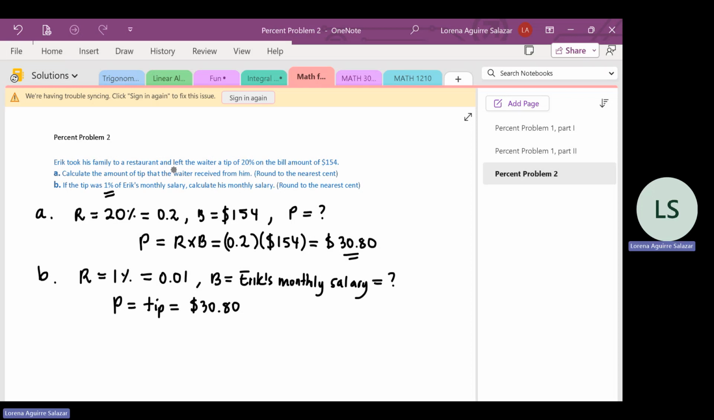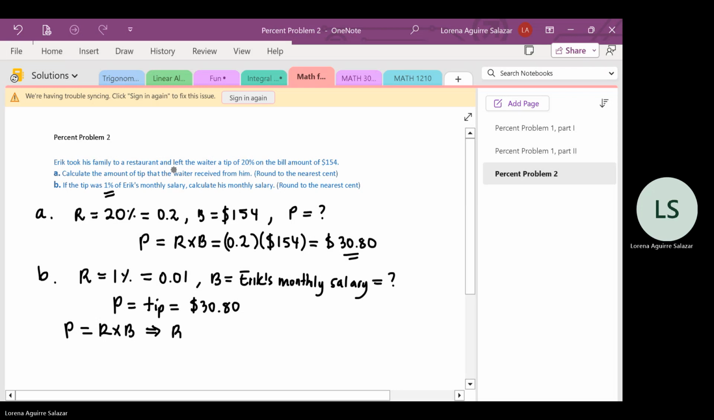In this case, we get to use the formula P equals R times B, but we solve for B. B is P divided by R. Now P is 30.80. So we want to divide $30.80 by 0.01. When we do that, we find $3,080. And that number, $3,080, is Eric's monthly salary.